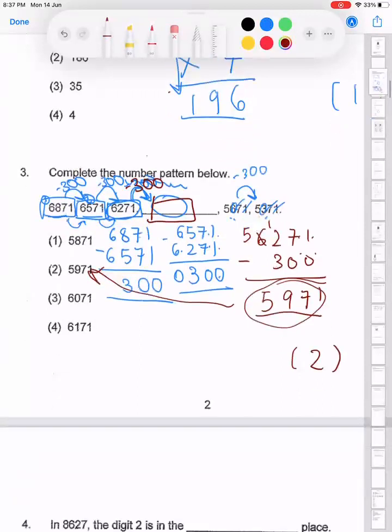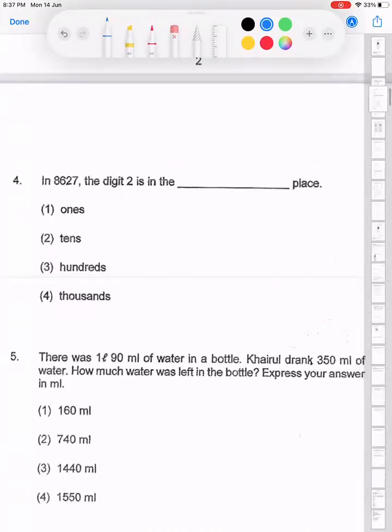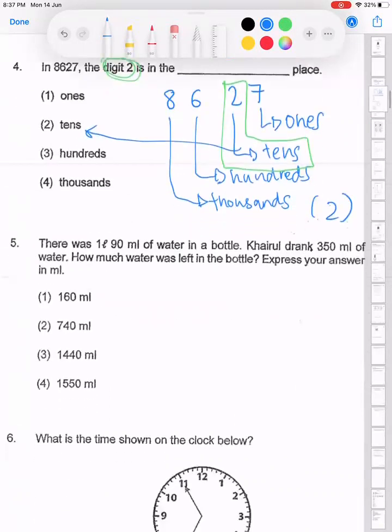Okay, following me so far, guys? Okay, next question. Like I said again, I like to write everything down. So write this down. I like to label it. So before I look at the question, I'll just label it. This is ones, tens, hundreds, and thousands. Alright. Okay. So what is the question asking for? What is digit 2? So digit 2 would be in the tens place, right? Tens. So option 2.